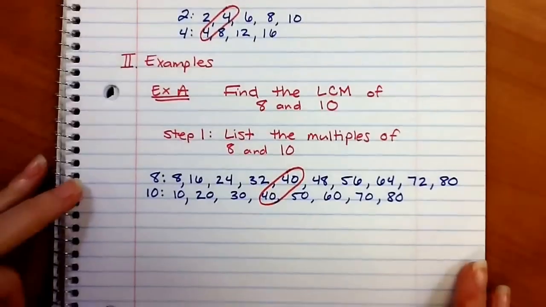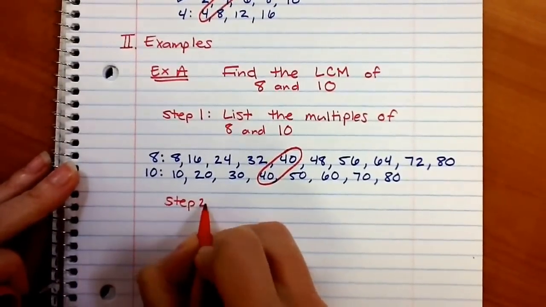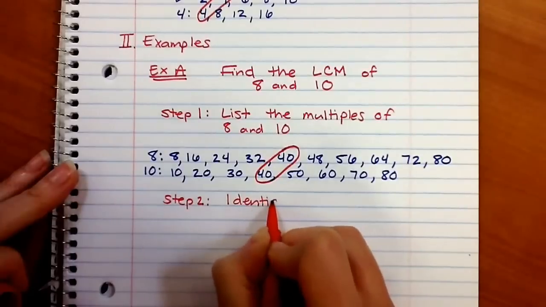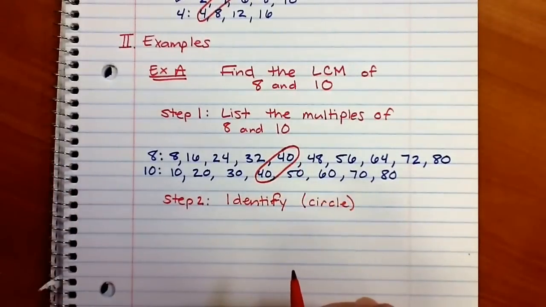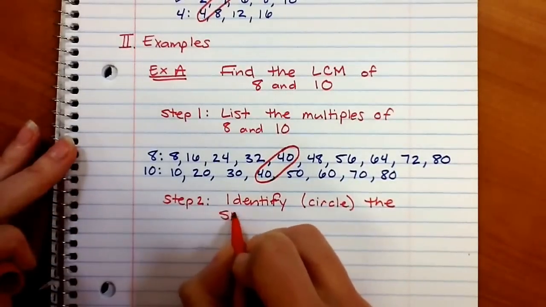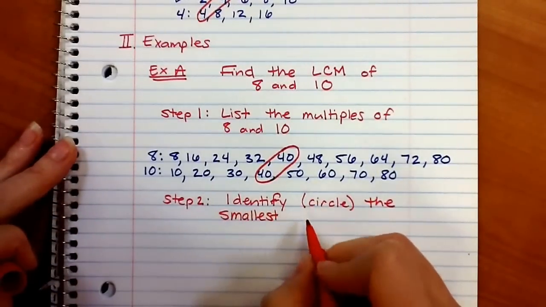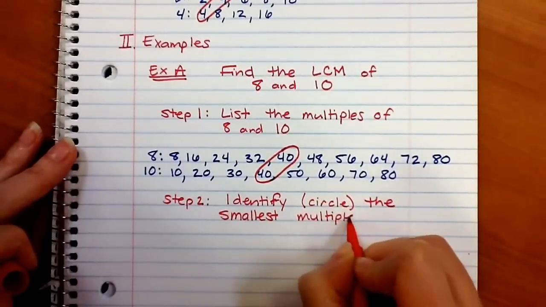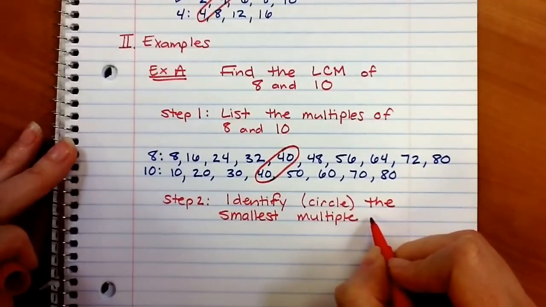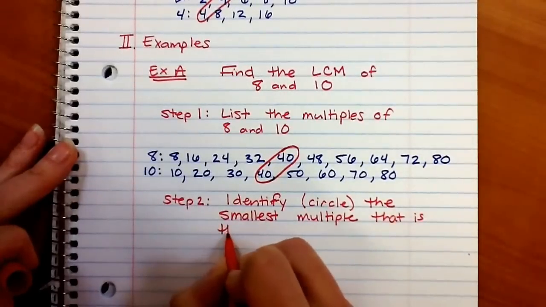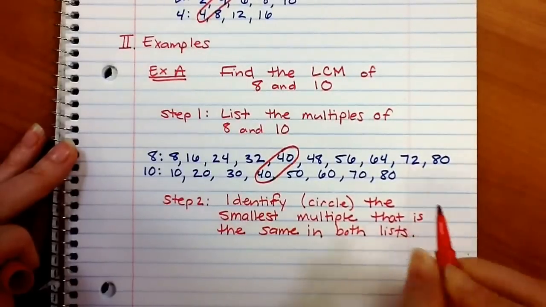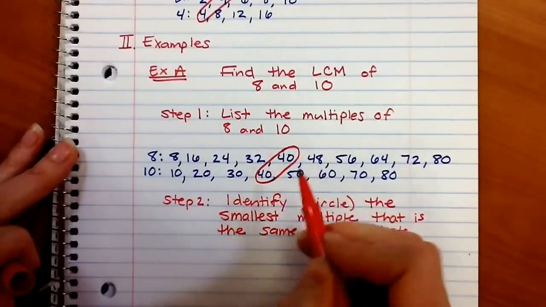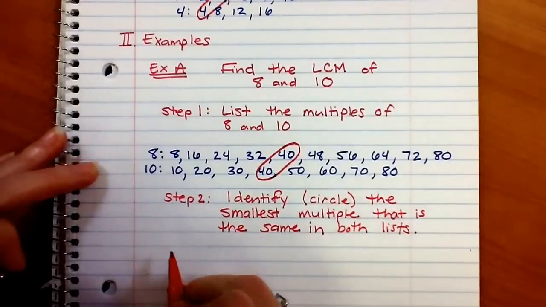Step 2, I kind of already did. Step 2 wants you to identify, and I'm going to put circle because that's what I just did right here. Circle the smallest multiple in both lists. Identify the smallest multiple that is the same in both lists. You have to make sure that that multiple is what they have in common. Common means they're the same. And then after you've done that, you have your solution.